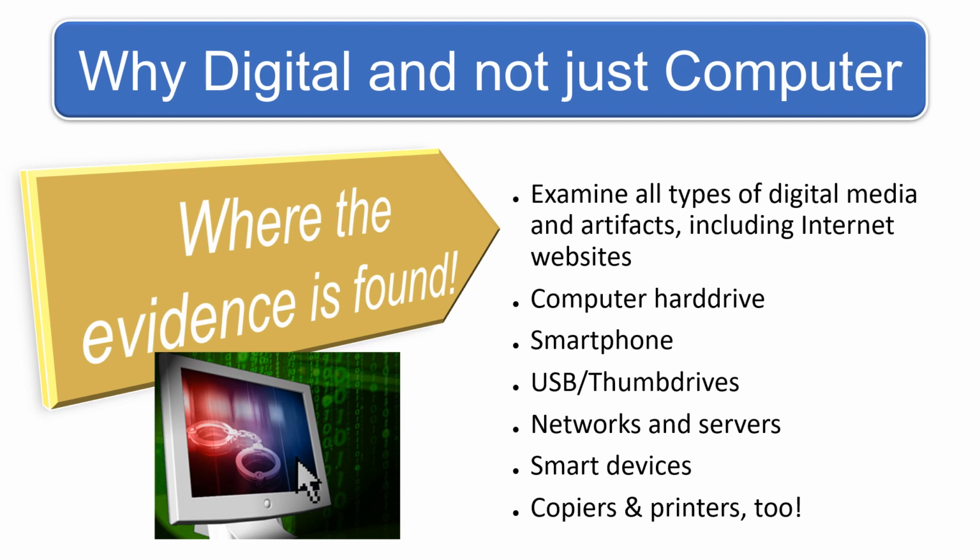So in the early days, we talked about computer forensics. Now we've really moved into digital forensics. And this is because, right, everything has changed. Where the evidence is being found is very different. Digital includes much broader aspects of forensics, not just the computer itself or the hard drive. But we look at all digital media. We look at the internet. We look at websites. We look at open source data. We look at, again, the hard drive, but also smartphones, USBs or thumb drives, networks, servers, smart devices, even things like copiers and printers. They all have some form of digital artifact that could be useful depending on what the nature of the case is.